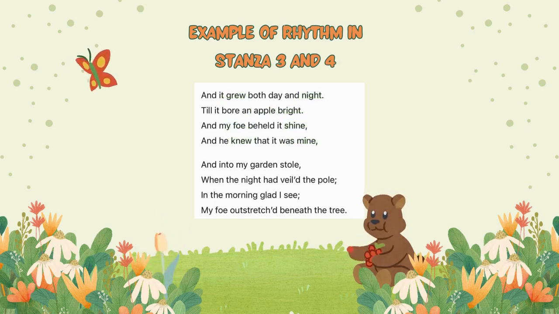And we look at the fourth stanza. The stressed syllables are "garden," "stole," "night," "pole," "morning," "glad," "sea," "beneath," and "tree." These stressed words help create a feeling of danger and finality, emphasizing the consequence of the hidden anger.